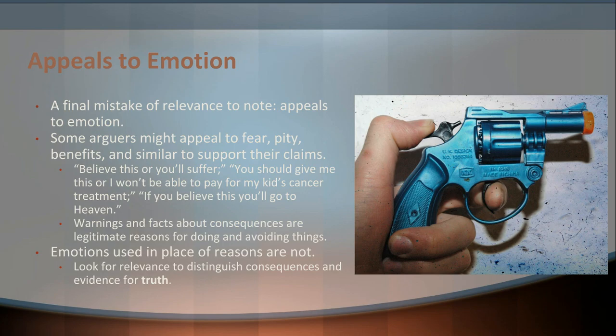Now, a final thing that's worth talking about in these discussions of relevance is what we might call an appeal to emotion. Now, these are things that are fallacious. It's another mistake of relevance, but it's a little bit different from the ones we've done so far. Appeals to emotion make the same basic mistake that the other fallacies do. They look to the wrong kind of thing as evidence for the truth of a claim. But these take a somewhat different form than all of the others.